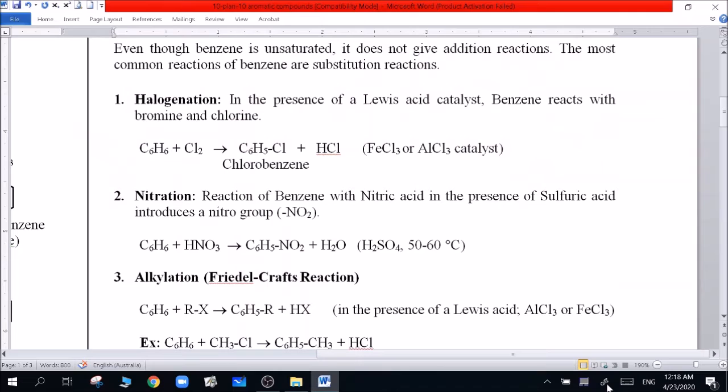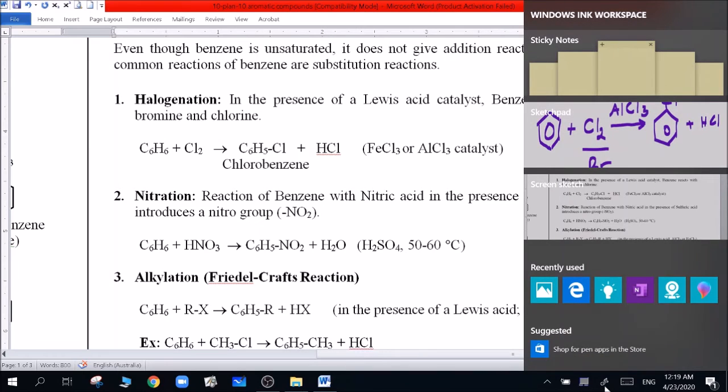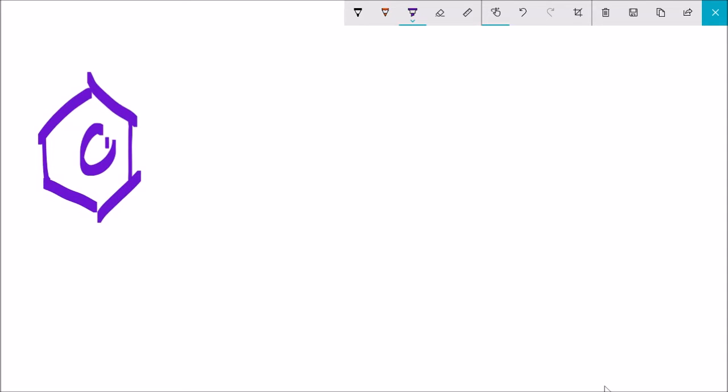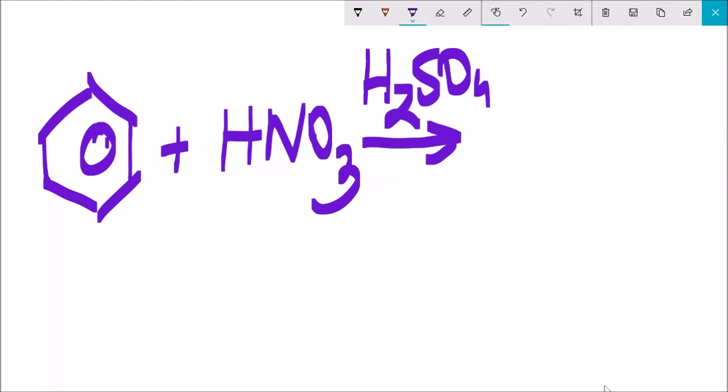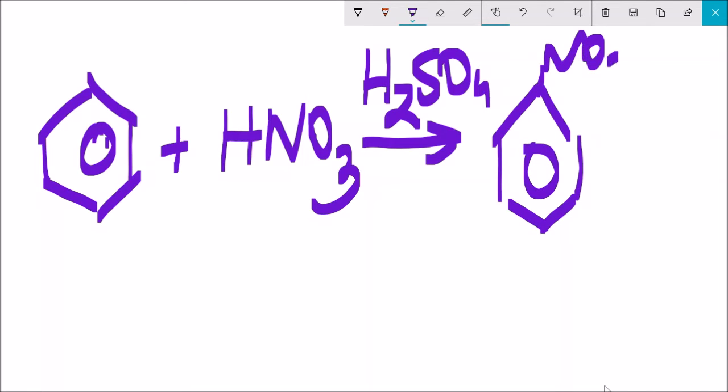For nitration, the nitro group is important, and you get the nitro group from concentrated nitric acid and sulfuric acid. So the same stuff here. You have the benzene ring, and it reacts with concentrated nitric acid, HNO3. Sulfuric acid, H2SO4, is a catalyst used to produce the nitro group. So we have nitrobenzene, NO2, and the hydrogen is going to form water, H2O.